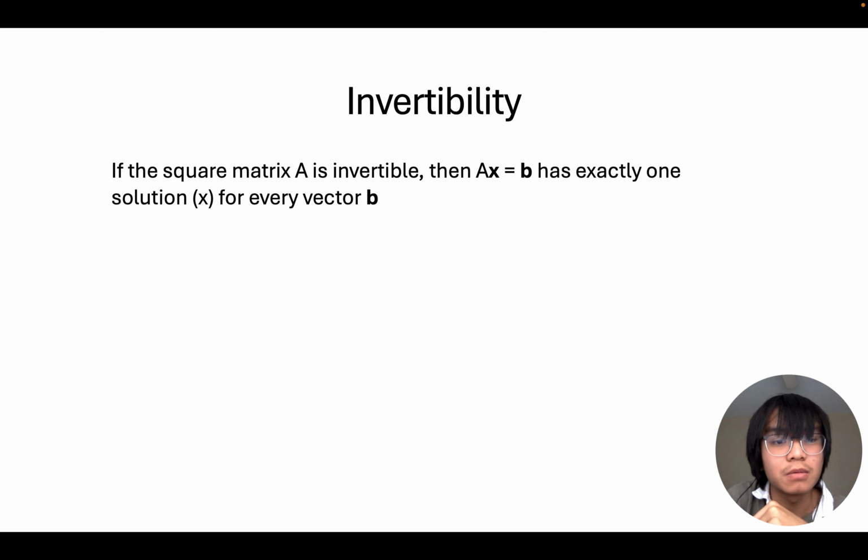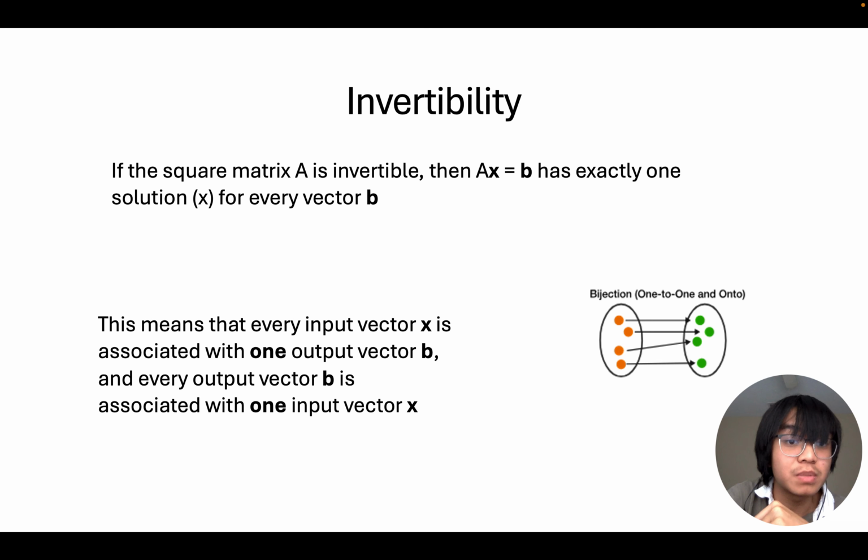This means that every input vector X is associated with one output vector B, and every output vector B is associated with one input vector X. If you have taken a discrete mathematics course, this can also be related to a bijection. A bijection is a function where every input value x is related to an output value, and the size of the set of all inputs and the set of all outputs is the exact same. So everything gets mapped and nothing gets left over.